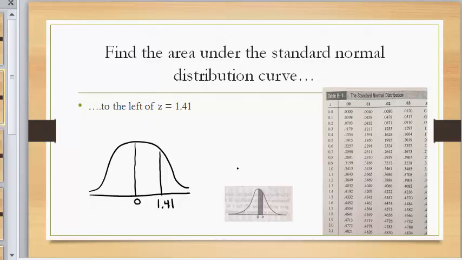Sometimes students will think that the problem is asking us to shade just this part. Remember that if it had wanted you to shade that part only, it would have been worded, find the area between 0 and 1.41. But since it says to the left, it means everything to the left.